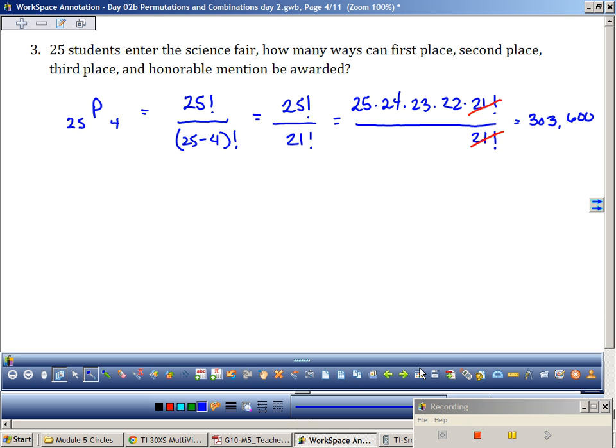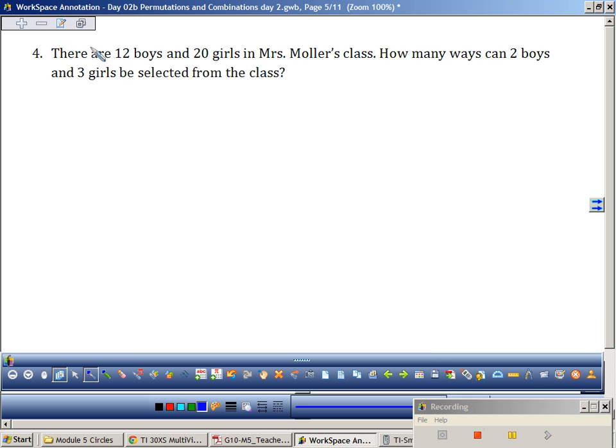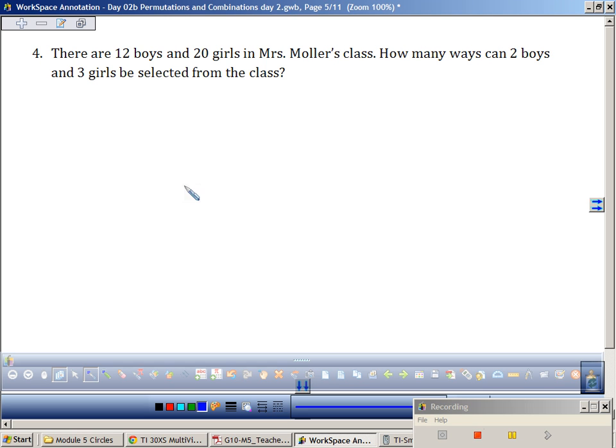Hopefully this is making more sense today. Last one. There are 12 boys and 20 girls in this class. How many ways can 2 boys and 3 girls be selected from the class? I told you that, so there's not 12 boys and 20 girls. I don't know, there might be, but I don't know.